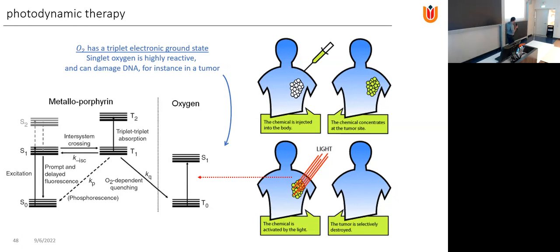The good thing, or the promising thing about this approach is that it is doubly selective. You have a chemical that you can inject in the body and that will accumulate at the tumor site, but it does nothing if you don't illuminate it with light. Only when you illuminate it with light, it will get active and you will get some treatment. So you have double selectivity, the chemical itself and the light that you shine.